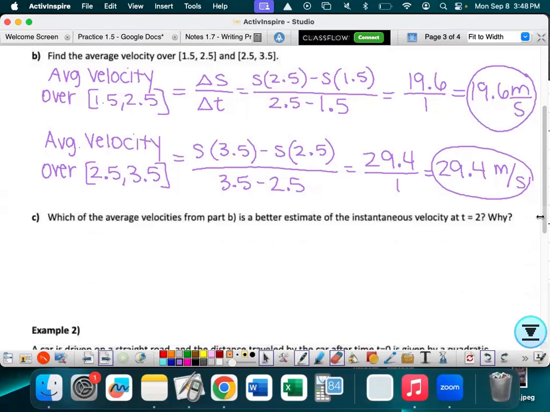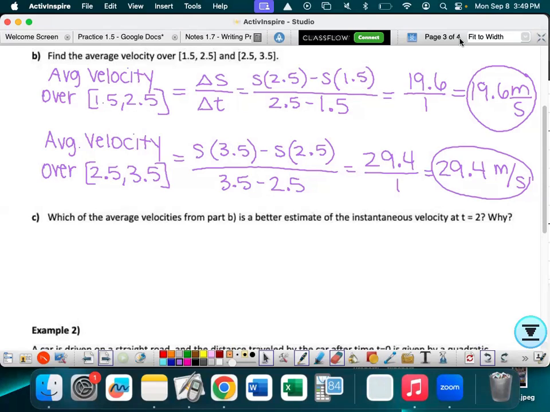Part C, which of the average velocities from part B is a better estimate of the instantaneous velocity at time t equals 2, and why? The answer for why is very, very basic. So I would like you to try your hand at this question, and I'm going to go over the answer now. So the better average velocity for the estimate of the instantaneous velocity at time t equals 2 would be 19.6 meters per second. And that is because the interval from 1.5 to 2.5 includes time t equals 2, whereas the interval for 2.5 to 3 does not. That's it. Very basic explanation.